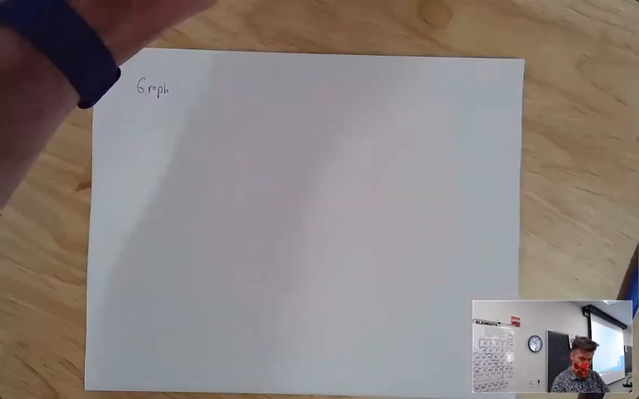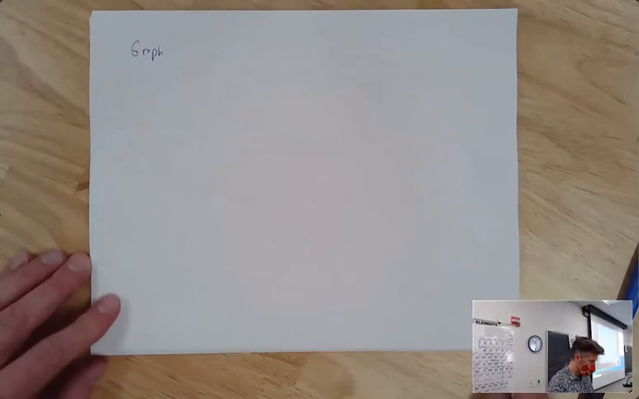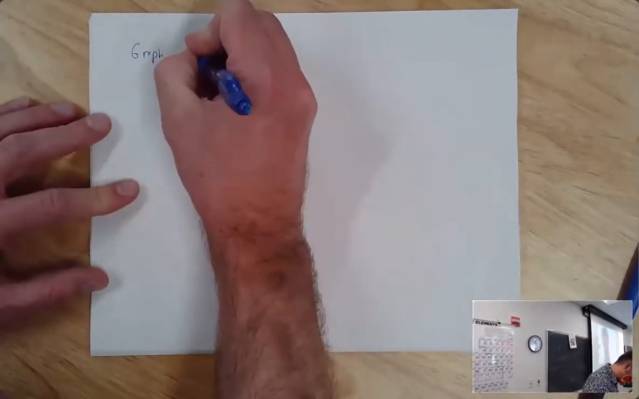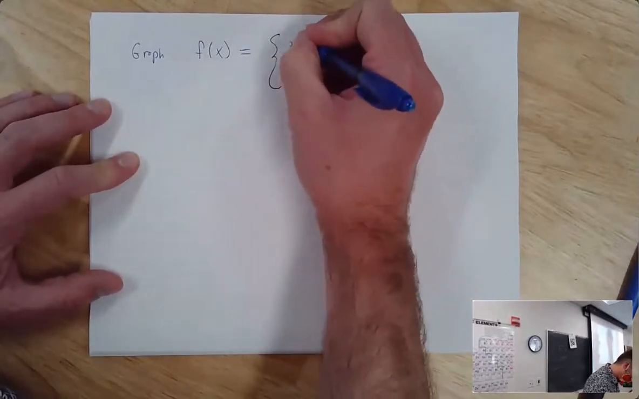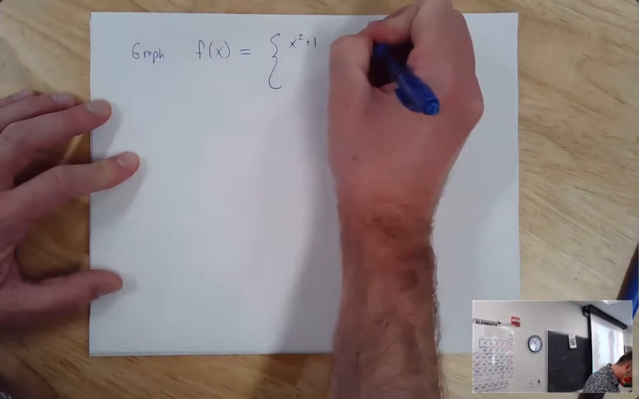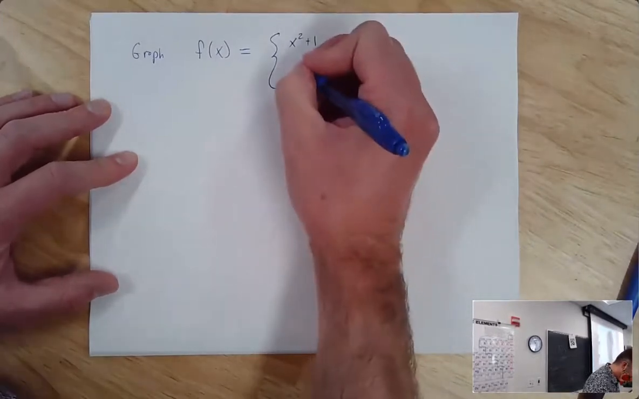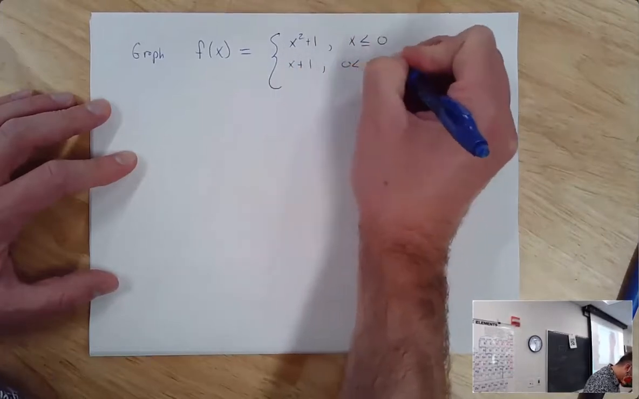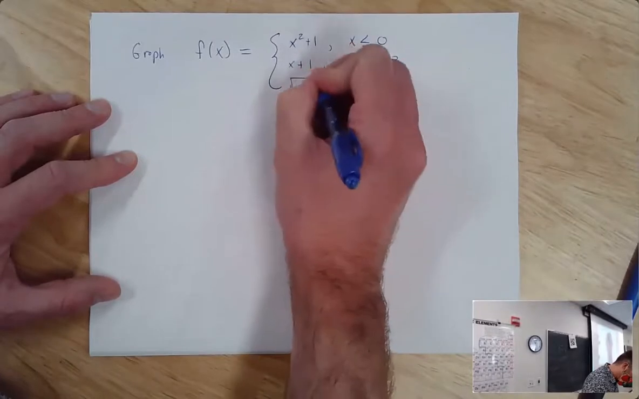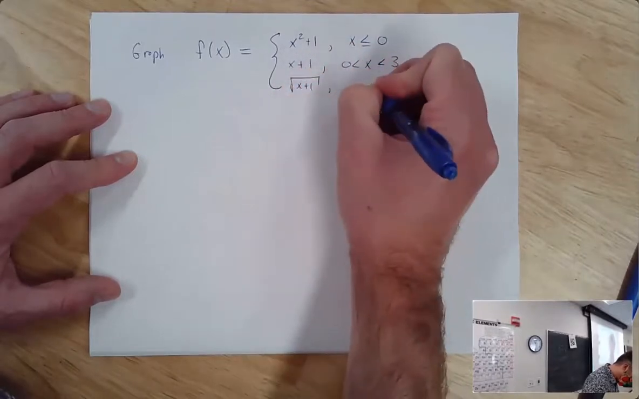Okay, so let's go ahead and graph a piecewise function. I'm going to zoom back out for a moment here, but let me know if you would like me to zoom back. I'm going to try and write a little bit bigger. Let's graph f of x equal to this piecewise function: x squared plus 1 when x is less than or equal to 0, x plus 1 when x is bigger than 0 and less than 3, and the square root of x plus 1 when x is bigger than or equal to 3.